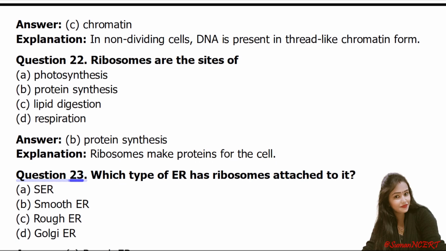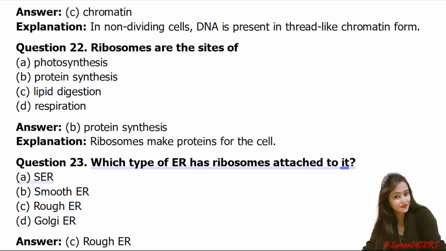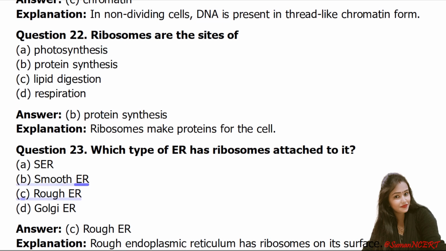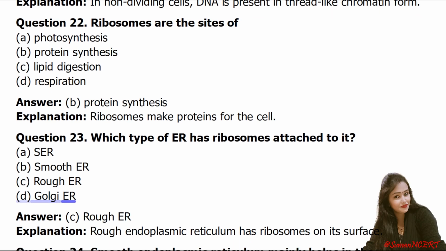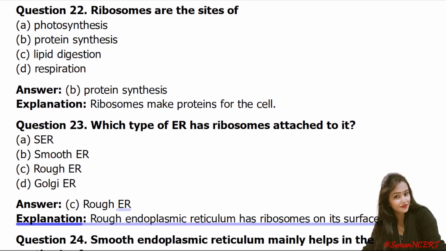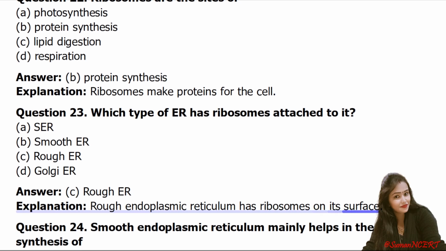Question 23. Which type of ER has ribosomes attached to it? A. SER. B. Smooth ER. C. Rough ER. D. Golgi ER. Answer, C. Rough ER. Explanation: rough endoplasmic reticulum has ribosomes on its surface.